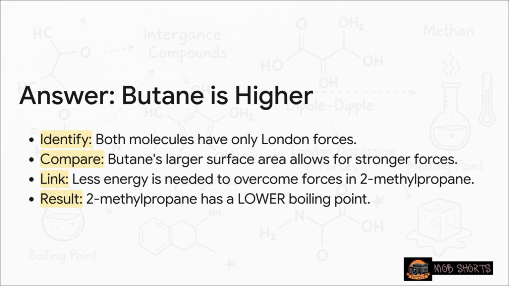Step 1, identify. Both molecules are nonpolar alkanes, so they both only have London forces. Step 2, compare. This is where shape comes in. Butane is a straight chain, so it has a larger surface area for contact than the more compact branched 2-methylpropane. That means butane has stronger London forces. Step 3, link. Because its forces are weaker, less energy is needed to overcome them in 2-methylpropane. Therefore, 2-methylpropane has the lower boiling point.